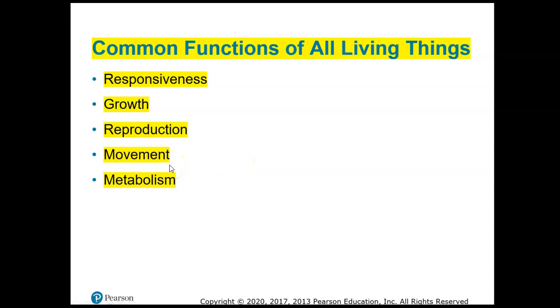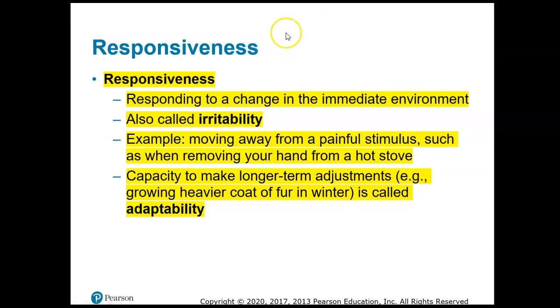Move, and that would be internal movement as well as external movement, being able to move your body, and also the movement of, say, blood throughout your blood vessels. And metabolism are the chemical reactions that occur inside of your cells. So responsiveness is responding to a change in the immediate environment. We also call it irritability, which doesn't mean being irritable or angry. Irritability just means responding to changes in the environment.